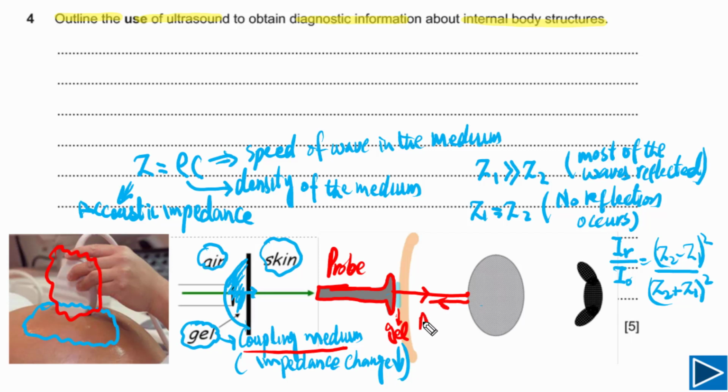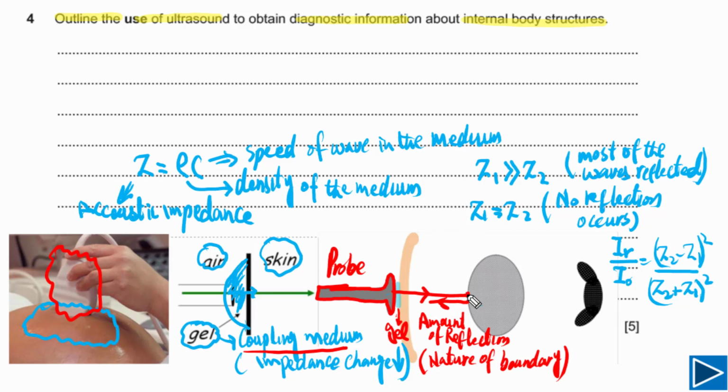And the amount of reflection is very important. The amount of reflection tells us information about the nature of the boundary. We can write down: amount of reflection gives us information about the nature of the boundary, or simply the type of tissues. Very important point to understand, because different tissues have different acoustic impedance. If there is a greater amount of reflection, it means there is a big difference between the acoustic impedance of the two media. If less reflection, it means the acoustic impedance is almost the same.